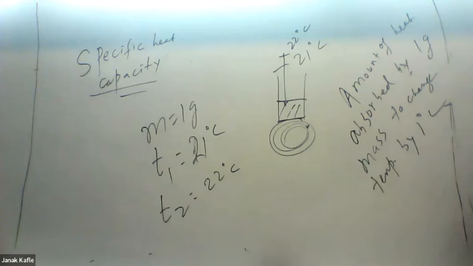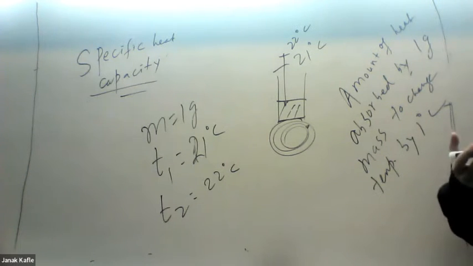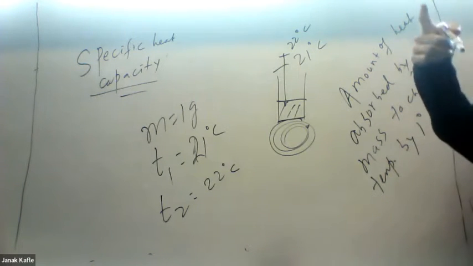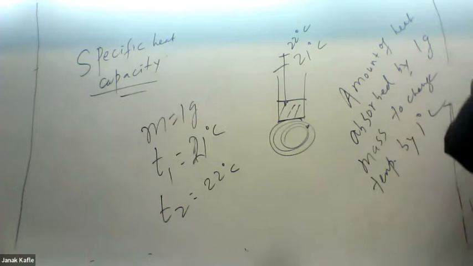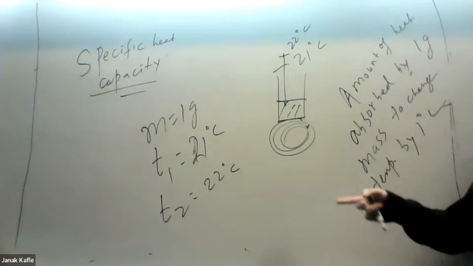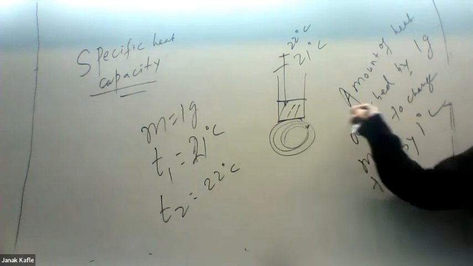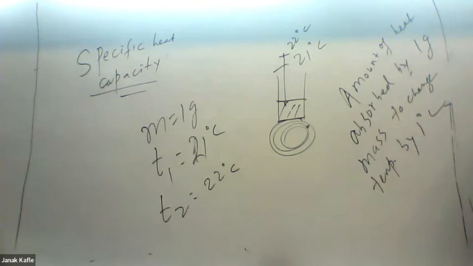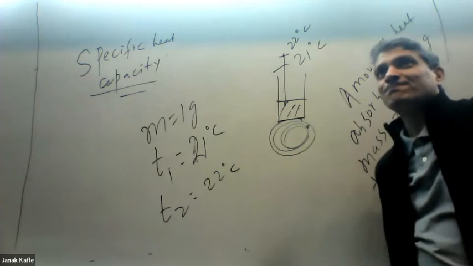So you have to take 1 gram of material, put it in the oven, and measure the temperature. If it is 25, you need to heat until 26. If it is 30, you just heat it until 31, right? Just by 1 degree centigrade. So how much heat is absorbed in this process? That amount of heat is called specific heat capacity. Specific means individual, by 1 gram. You got it? Like that.